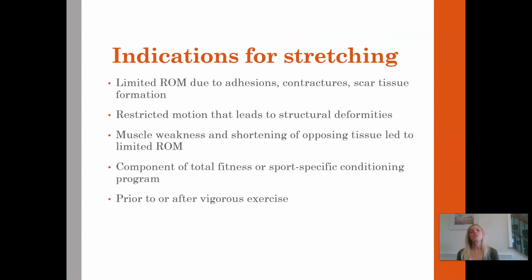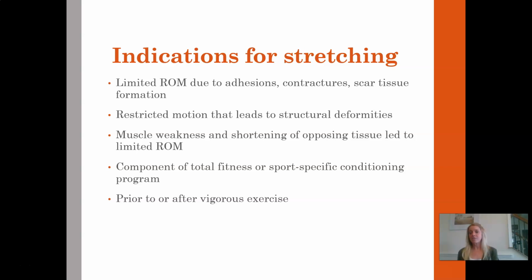Indications for stretching include things like limited range of motion, obviously, right, which could be due to adhesions, contractures, scar tissue formation, just any type of inflexibility. We want to generally try to stretch that. Restricted motion that leads to structural deformities. This gets into like postural issues. So again, someone who sits a lot, we've talked about this a lot, but they're going to start to develop tightness in their pecs, tightness in their shoulder internal rotators, and over time it gets harder and harder to then reverse those positions. If there's muscle weakness, this can then lead to shortening of the opposite tissue.